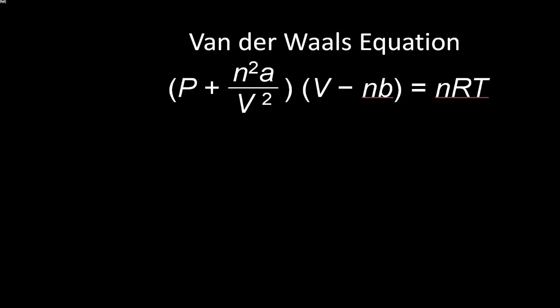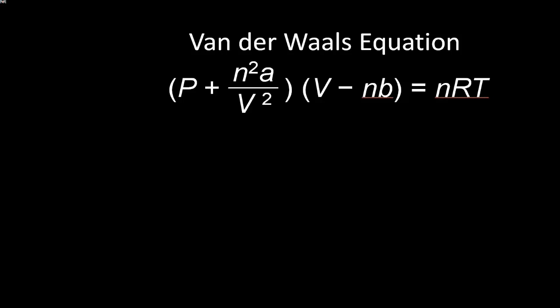But you notice on the left side that now we have pressure and volume that need to be adjusted. So the adjustment for pressure takes into account the square of the number of moles times some constant A divided by the square of the volume. So if we have a large volume, they're not going to be smashing into each other very much. They'll be more separated from each other, and our pressure adjustments are going to be smaller.